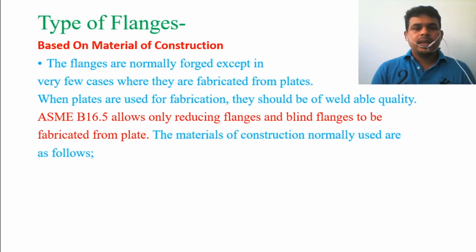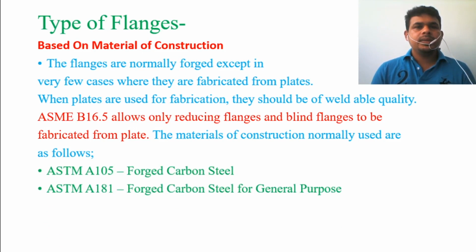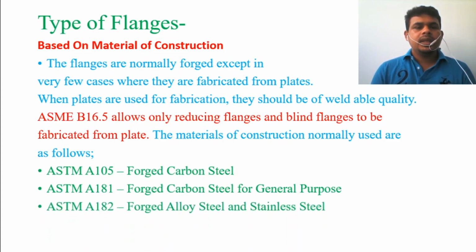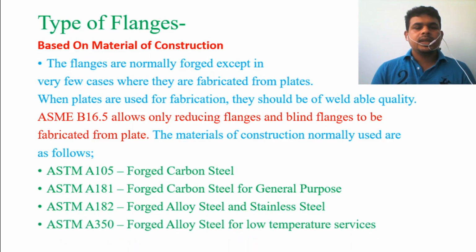What materials are normally used for making flanges? Let's see. ASTM A105 forged carbon steel. Then ASTM A181 forged carbon steel for general purpose. Then ASTM A182 forged alloy steel and stainless steel. Then ASTM A350 forged alloy steel for low temperature service.